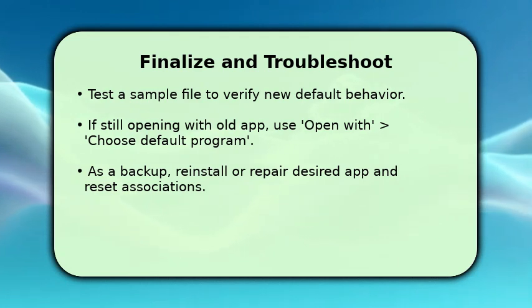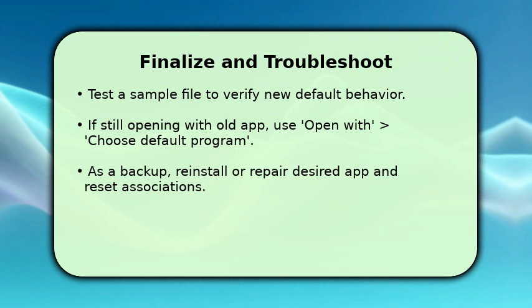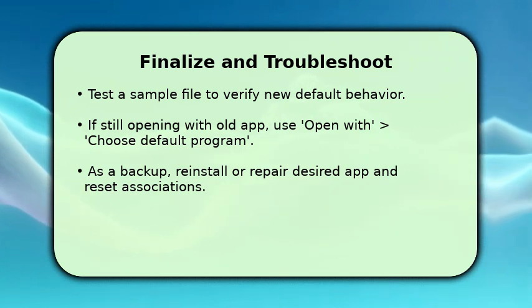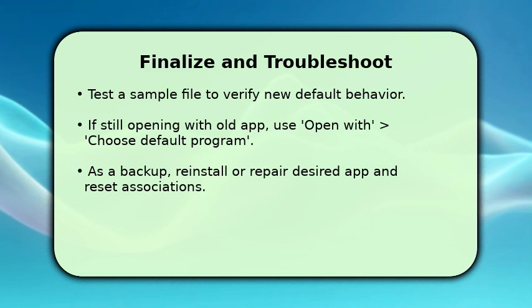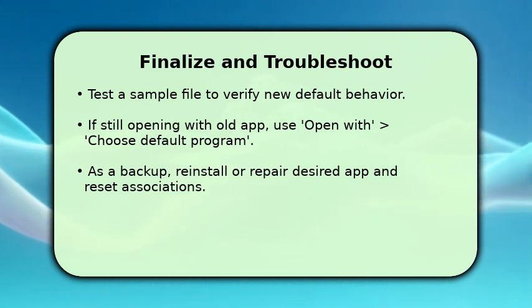This confirms success. If it still opens with the previous app, right-click a file, choose Open With, then choose Default Program and explicitly pick the new app or always use the selected program.